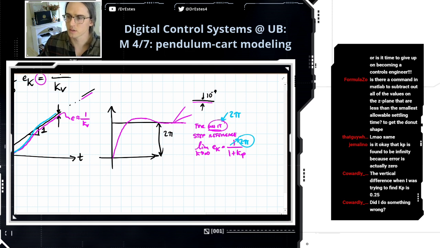The vertical difference is 0.25. Did you do something wrong? Maybe. Yeah, I would check. If you have an open loop pole at z equals 1, the error should be much smaller than that, I think. Yeah, it should converge to 0.